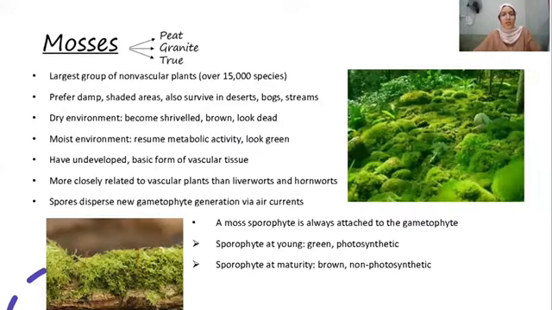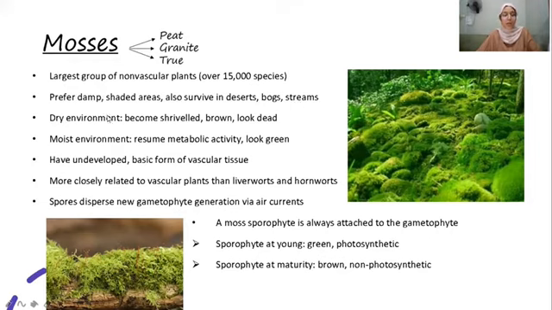If you have been into an old house, you can find a greenish, moist plant attached to the old brick walls. That is called moss. Mosses are the largest group of non-vascular plants, with over 15,000 species. Mosses divide into three groups: peat mosses, granite mosses, and true mosses. Some prefer damp, shaded areas, but some also survive in deserts, bogs, and streams.